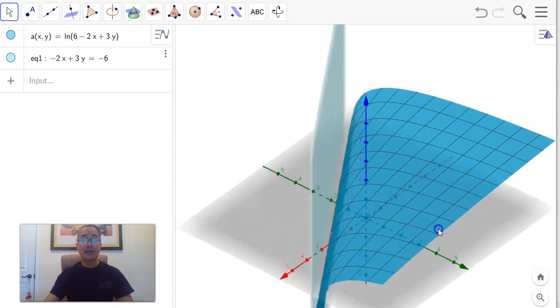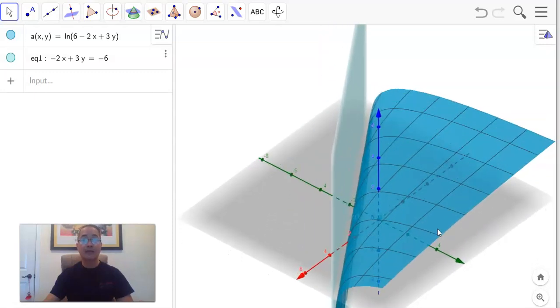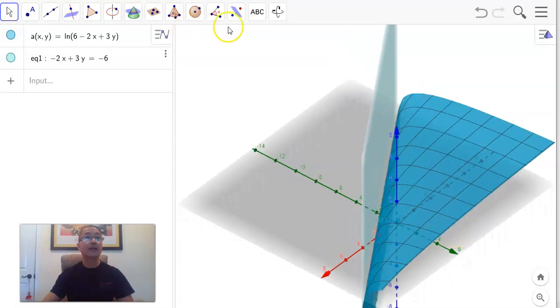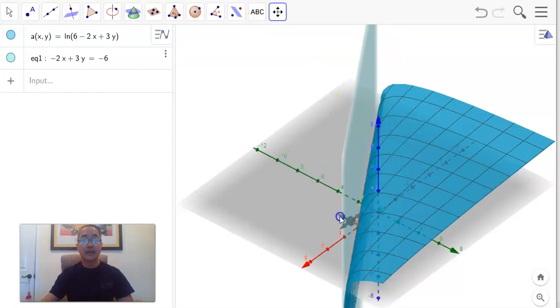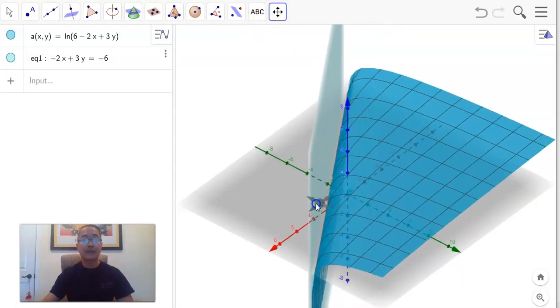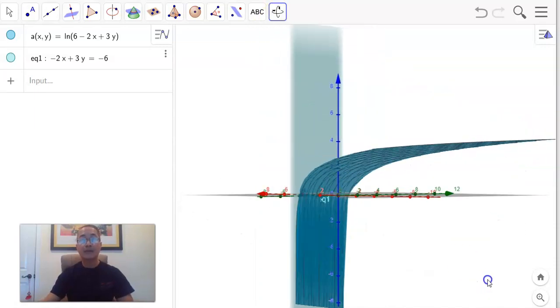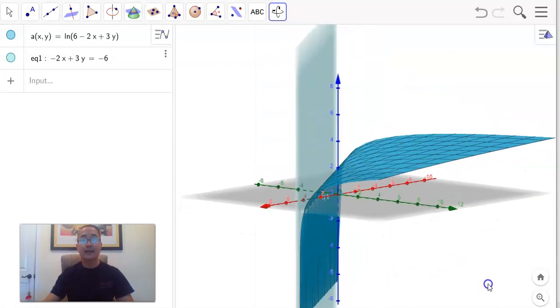But of course, now it is a surface, right? And you can zoom out if you want to see more of it. You can do that. Let's drag it a little bit. Ooh, there you go. So I get to see a little bit more of it. So yeah, that is our function.